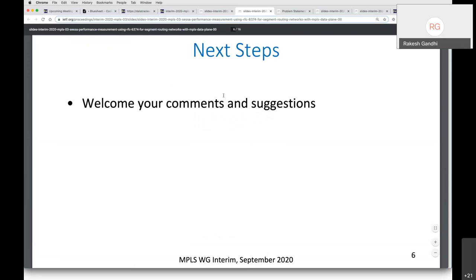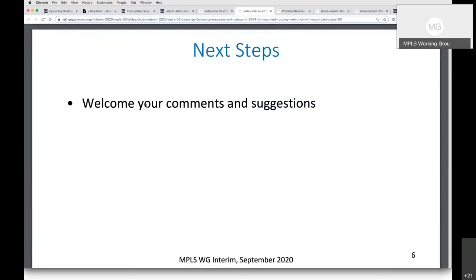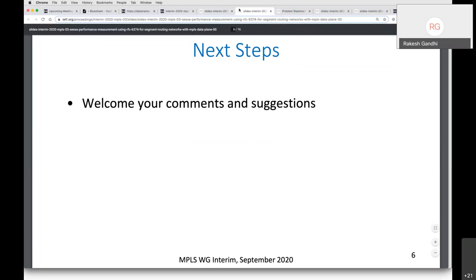Okay. You're asking for feedback from the group? Is this in good shape to progress to working group last call, you think? It's in very good shape to progress to working group last call, definitely. We haven't formally asked for it, but it's quite ready. It's been around for 2.5 years, and I would think so. Okay, I just wanted to get a sense from you. All right, thanks a lot.